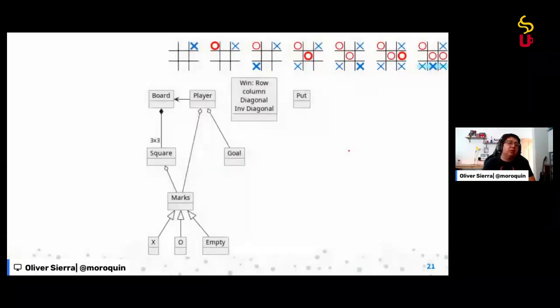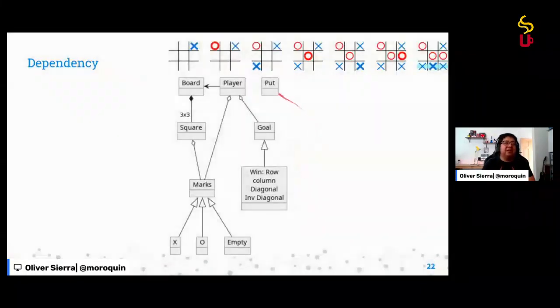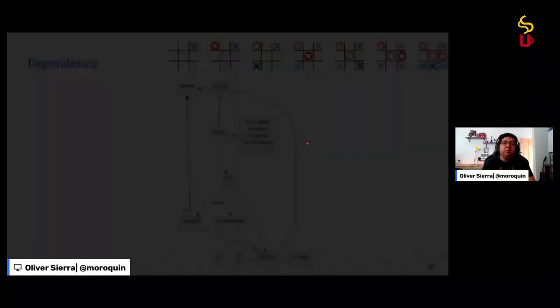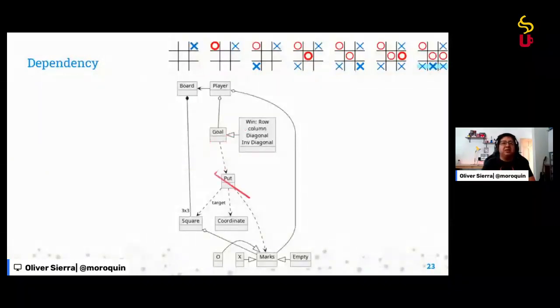Okay, but the players also have many goals. One of the goals of the player is to win, and the player can win by making a row, a column, a diagonal, or an inverted diagonal. But another goal of the player is to put. I'm going to say that these different categories of how the player can win will be a specification of the goal. But we're going to say that the goal itself uses this action, put, in order to put a new mark on the board.